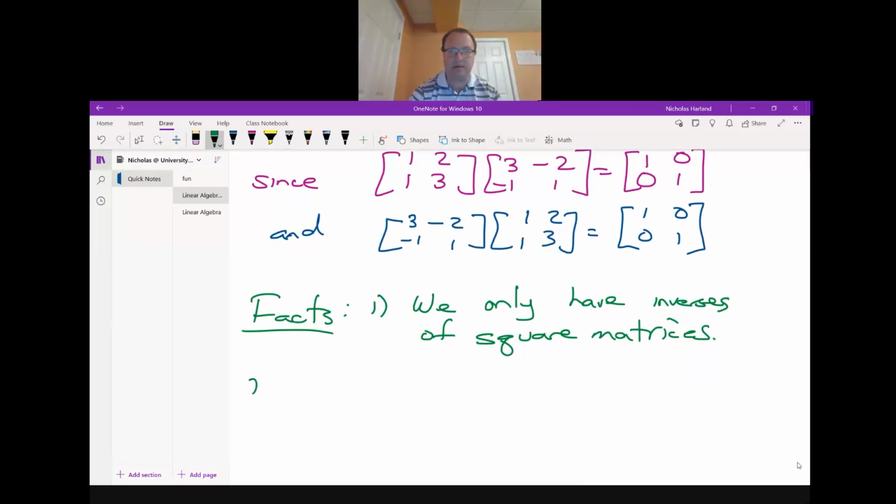The second fact that we have is, if an inverse exists, it is unique.